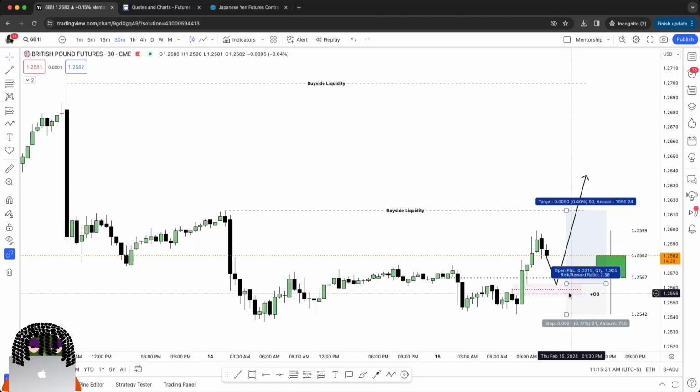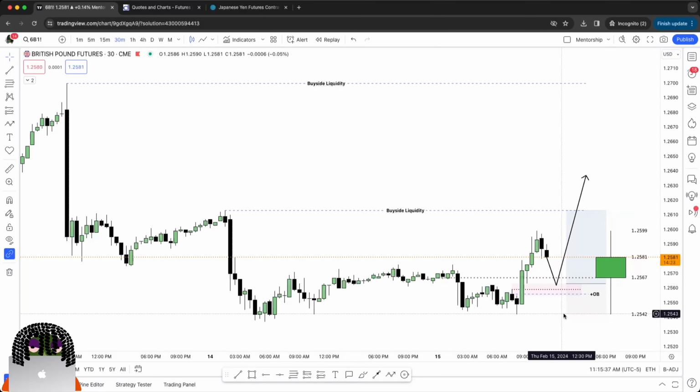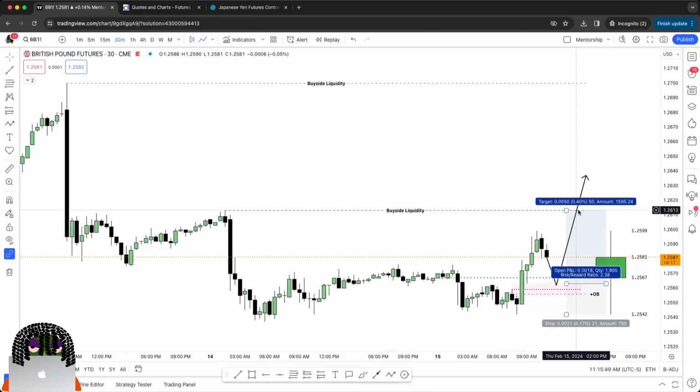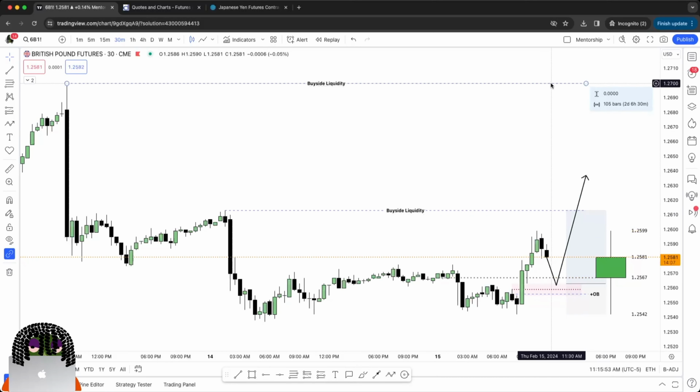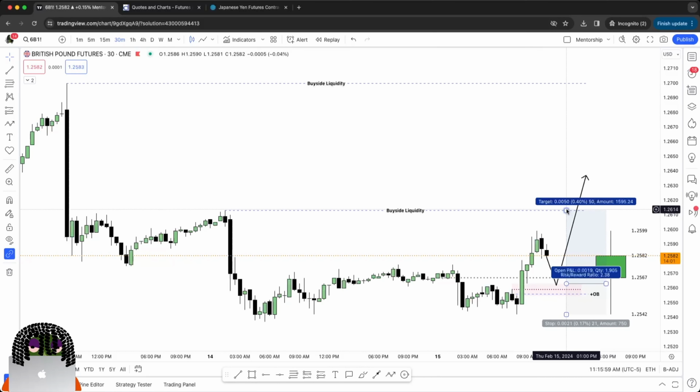So this will be my entry right here. Here's my stop loss, it'll be right here. This would be my target. Now what I'm gonna do is I have my take profit here on my broker, but I'm gonna move it up to here, and then take like 80 to 90% here.